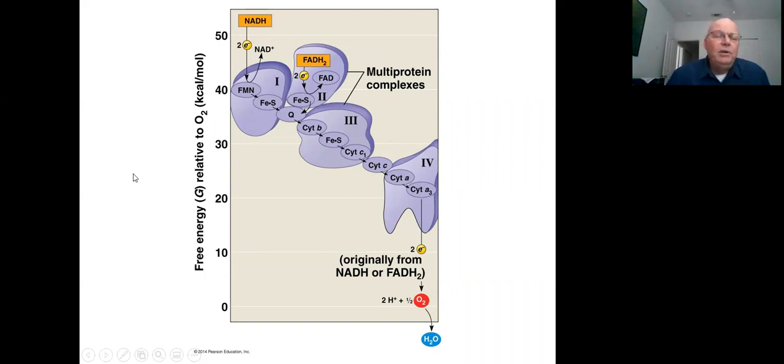So notice that the vertical axis here is free energy, with 0 being at the bottom and 50 being at the top. I don't know whether those numbers are accurate. It doesn't really matter. We go from low free energy at the bottom to high free energy at the top. And down here at the very bottom is oxygen with very low free energy. Now, I've already told you that there is a connection between free energy and electronegativity. We know that oxygen is extremely electronegative. It's the second most electronegative element. And that's why it has low free energy.